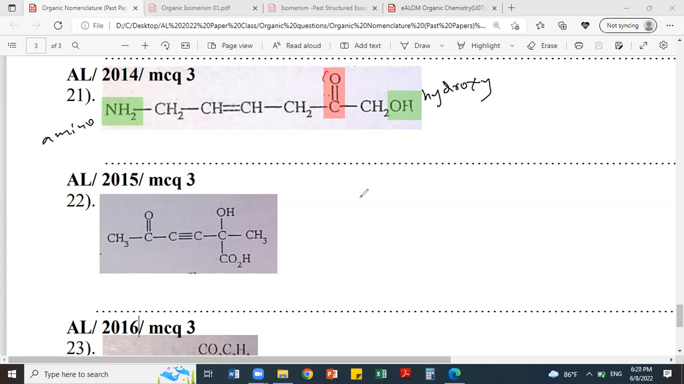Then we have to start numbering the chain. The ketone group, CO group, can be anywhere in the chain, so we don't need to start numbering from that one. But anyway, the CO should get the lowest number. Therefore, we start from the right side, numbering 1, 2, 3, 4, 5, 6, like that. So we have to write the name by including all the substituent or side groups at the beginning of the name according to their alphabetical order.